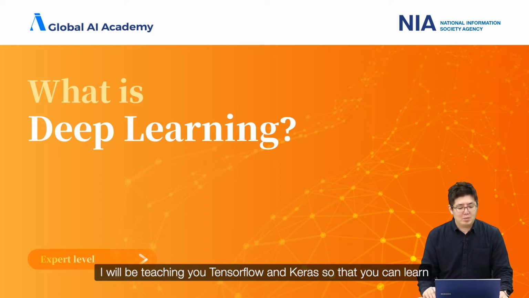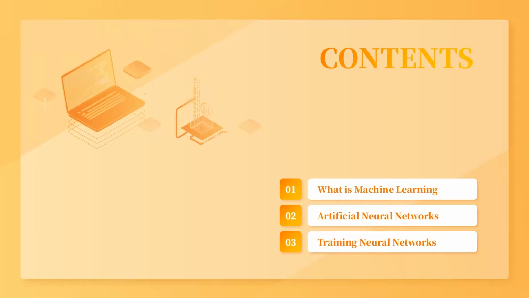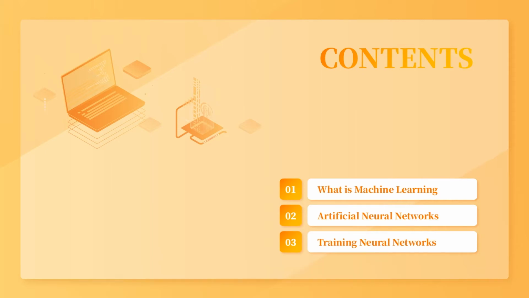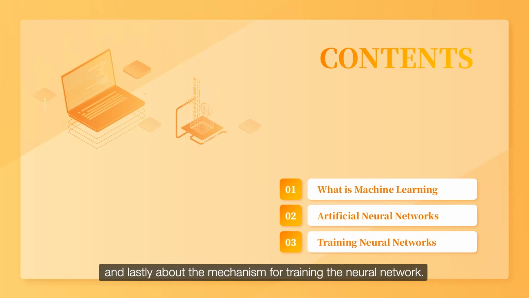I will be teaching you TensorFlow and Keras so that you can learn what deep learning is and how it works, and you can practice with actual codes. Today, we will start with what machine learning is, and then talk about what artificial neural network is for deep learning, how it works, and lastly about the mechanism for training the neural network.